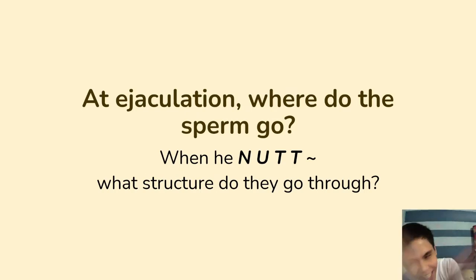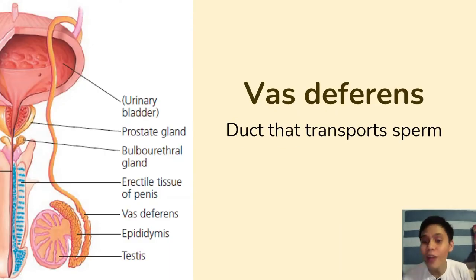When the guy nuts, what structures do they go through? So from the epididymis, they sound the alarm: hey, it's time to go, boys, let's do this. The sperm will go through first the vas deferens. So again, from your testicles, it goes through the epididymis to mature, and after maturation, when it's called to action, it goes through the vas deferens, a very long tube.